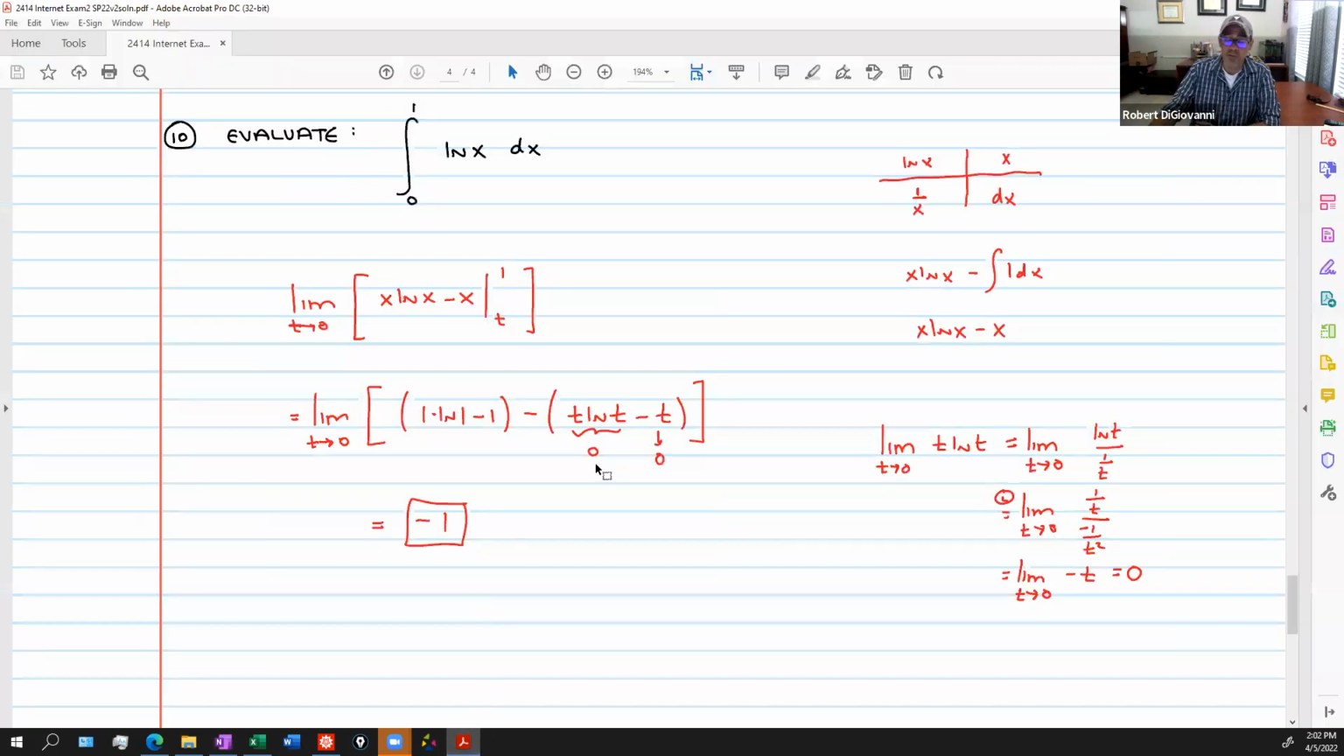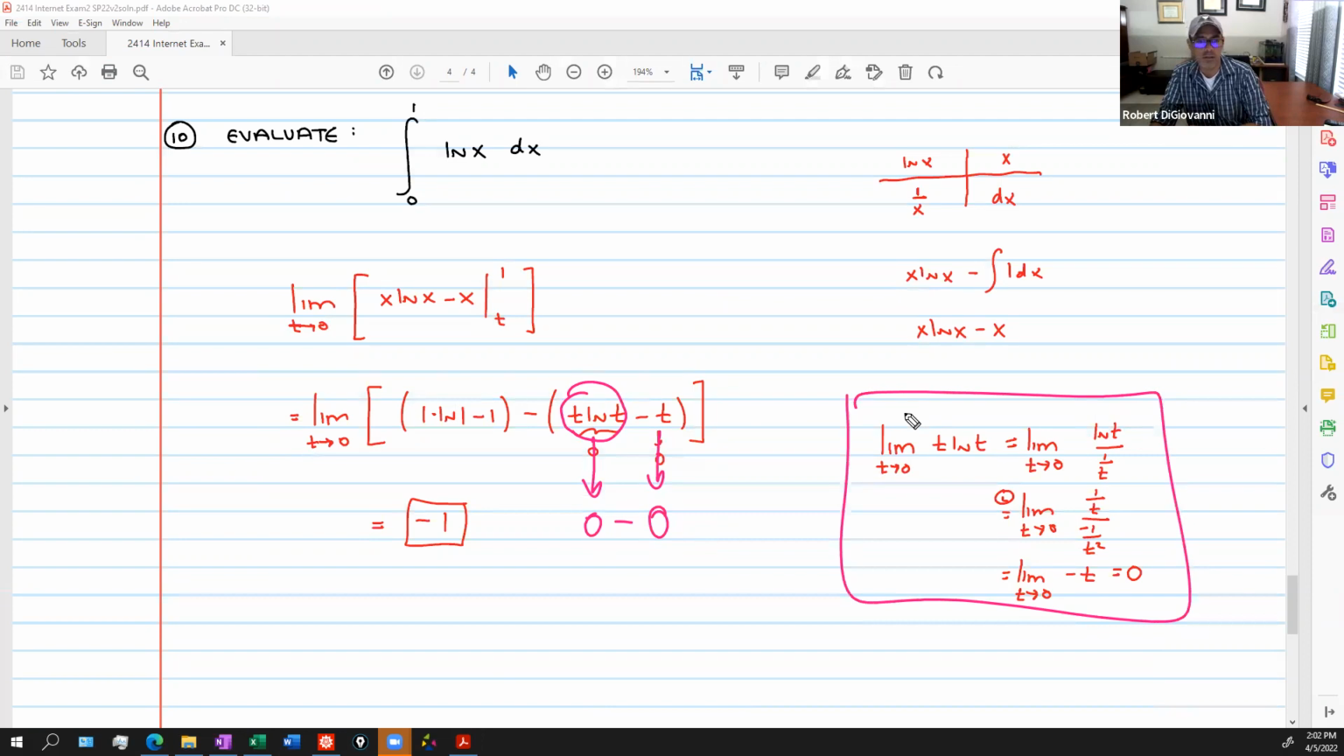In a Cal 2 class, I'll have students that tell me that this is 0 and that this is 0, but they don't do any of this work. And I take points off, even though it's correct. They put 0 here, but they just got lucky. t natural log t goes to 0 is not obvious. You have to show it. All right. So again, just showing you that there are problems that come up later, in other classes, where you need this.